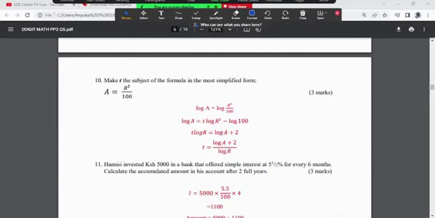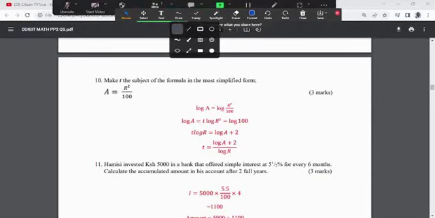The next question, Abuya, read for us. That is the subject of the formula in the most simplified form. A is equal to R power T over 100.